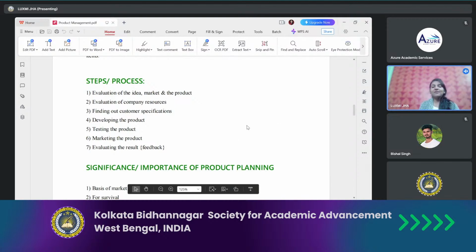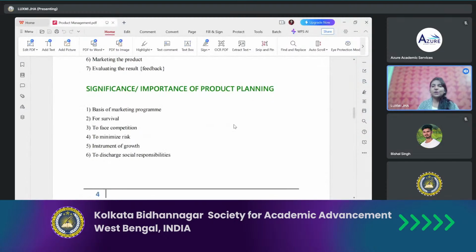And lastly is evaluating the result. Always the marketer should be free to accept the feedback of their customers. In case of services, in case of the product, tangible and intangible, whatever the case may be, the marketer should be available and capable of accepting the feedback from their customers, because this is really required to capture the market for long, and to understand what changes are required for the product. So these are the steps to be followed by the marketer in the process of product planning.